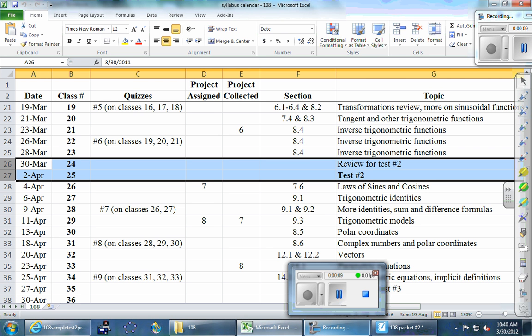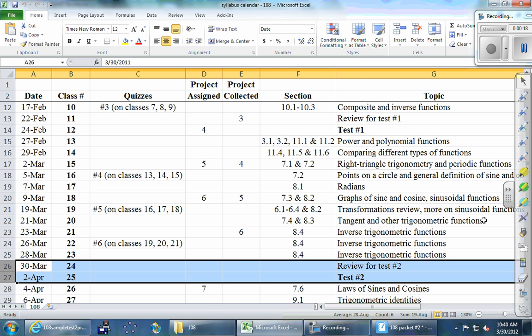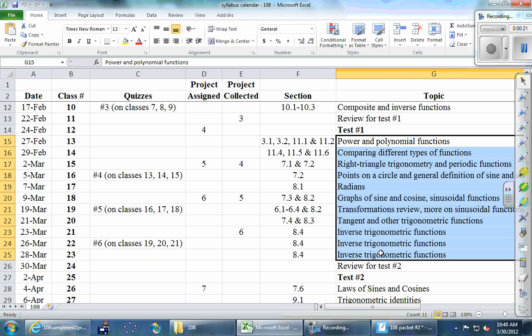Our quick look at the calendar, and then we'll review for our test. Today is our review day for test number 2. Test number 2 is Monday. Test number 2 covers everything after test number 1, so all the stuff from here down to here. Any questions on what is covered on test number 2? And again, in terms of organization, all of packet 2 is test number 2.